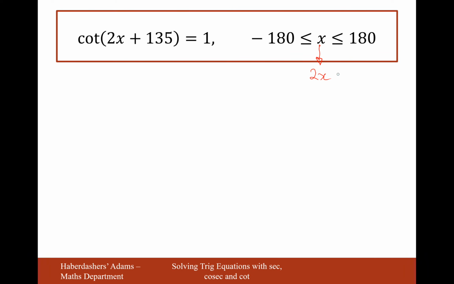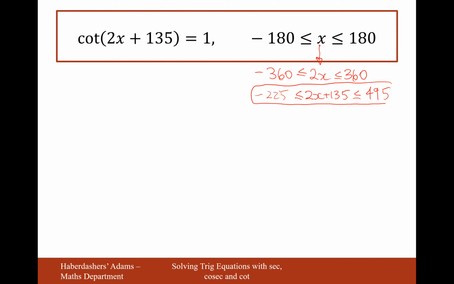So it will be double the x values to start with, so minus 360 to 360, and then add on 135 onto all three components. So minus 360 add 135 will give me minus 225, and on the right hand side 360 add 135 will give me 495. So when I find my solutions, I need to make sure I'm covering this region here.